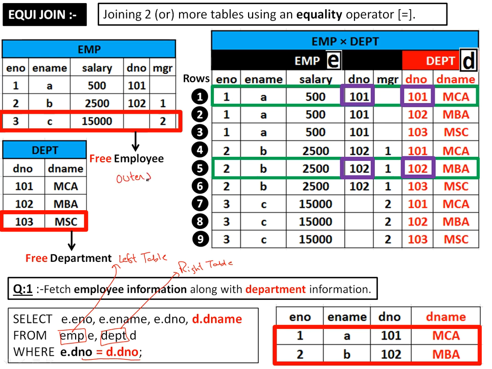If you want all employees, you have to put the same condition, but here you have to write left outer join. Then you get this plus the free employee. Those things we'll discuss now. So whenever you want free employees or free departments or both, you have to go for an extension of equi-join, that is called outer join. We'll go ahead.